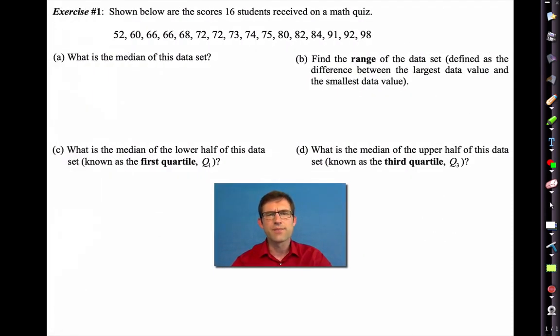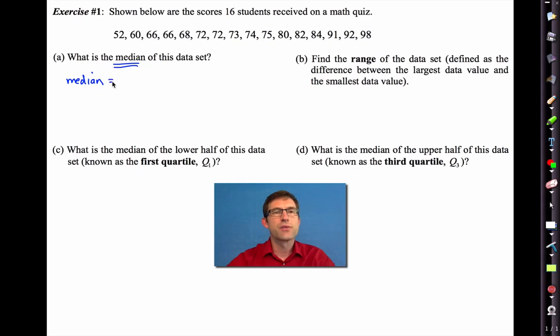In the last lesson, we took a look at how data sets were represented by dot plots and by histograms. Today, we're going to start to get into some actual statistics and into some of the other plots that are used to display the way that a data set distributes. So, in exercise 1, it says shown below are the scores of 16 students received on a math quiz. They're written in ascending order, and that's actually kind of important for this problem. The first thing that we're asked is to find the median of the data set.